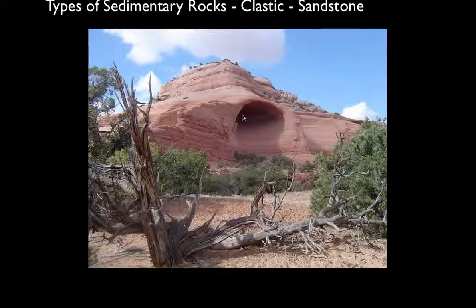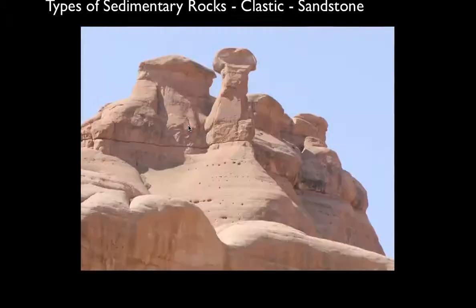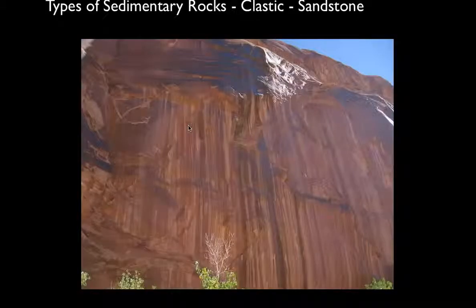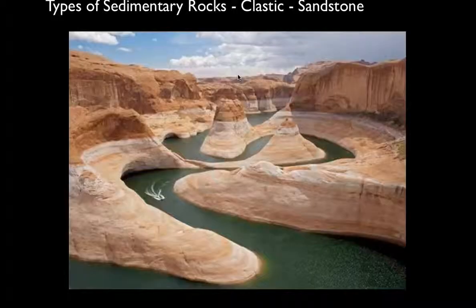Here's sandstone up near Window Rock, Arizona. And it goes through a differential weathering. Some parts of it are softer, some parts are harder. It's just beautiful. More sandstone and more sandstone. This is in Canyon de Chelly, I think. You can see how the sandstone has been colored here over time. And here's sandstone in Lake Powell.